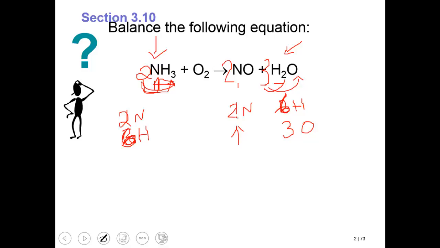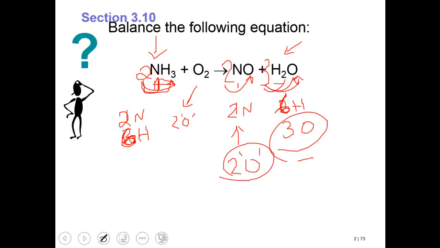So now on the left-hand side, sorry, I can tell my right from my left on my laptop. I have 2 oxygens on this side. On this side, I'm going to be really careful. I have 2 times 1, 2 O's for here, and 3 times 1 for 3 O's over here. So I have a total of 5 oxygens on the right. Now, how am I supposed to get 2 into 5?